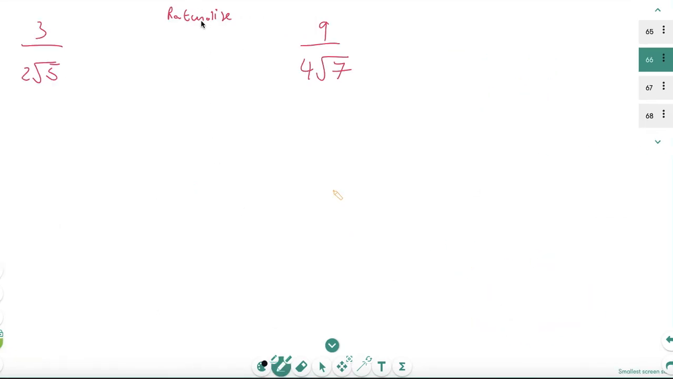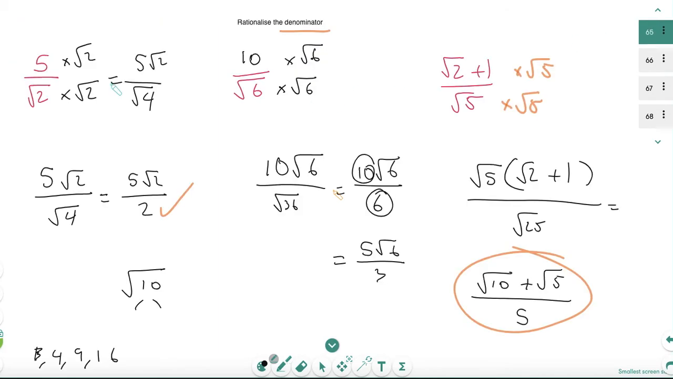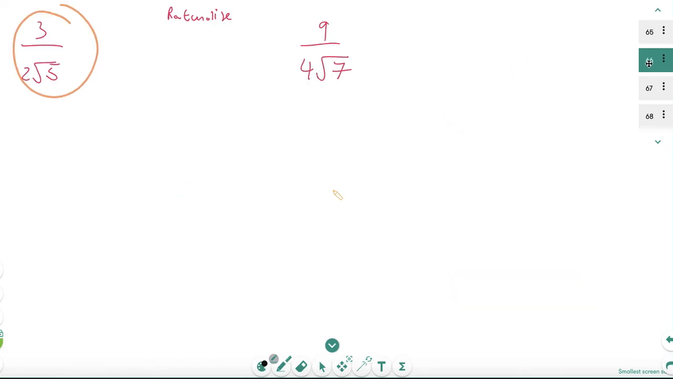All right, let's compare these. Oh, sorry. Let's see these. Rationalize 3 over 2 root 5. Let's compare this question here to the last set of questions. What do you notice? Focus on the denominators. Here, that was just single roots. Square root of 2, square root of 6, square root of 5. Now, there's a number being multiplied by root 5. So 3 over 2 root 5, 9 over 4 root 7.